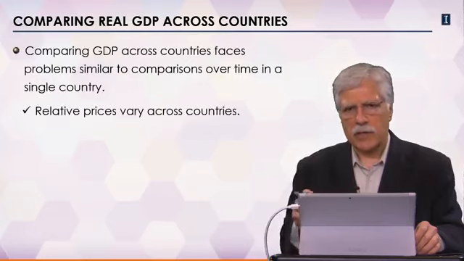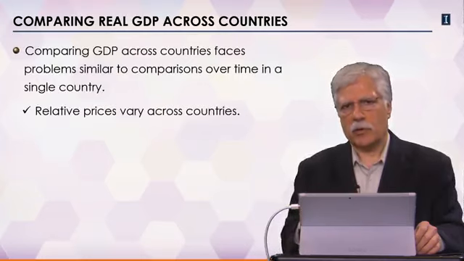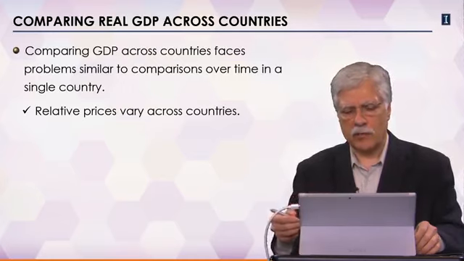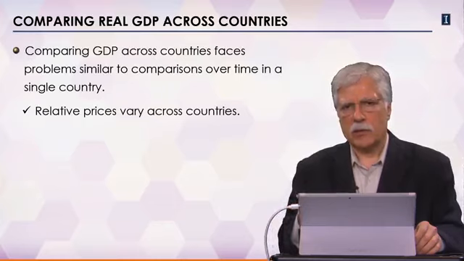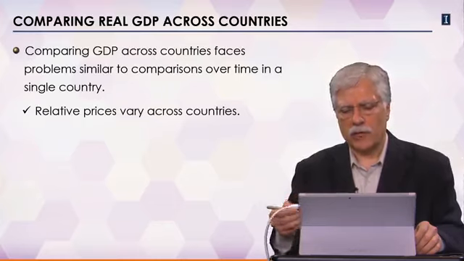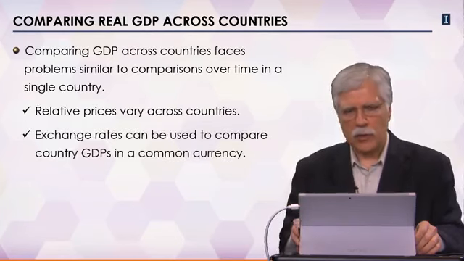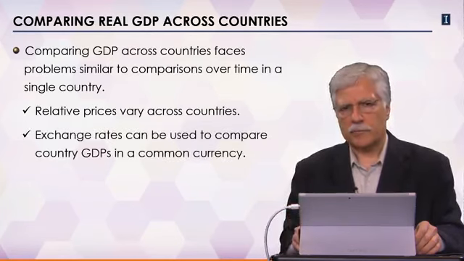The idea is very similar to what we did before, comparing GDP over time, and the problem is similar. We have prices being different in different countries. Relative prices are different, and as a result, we need to correct for that. We need to address that problem. One solution might be the following.